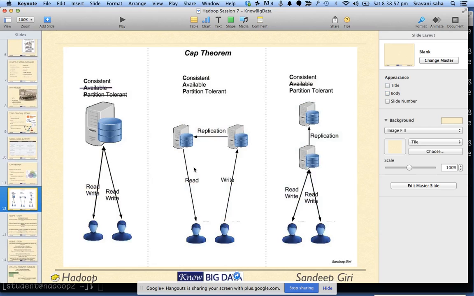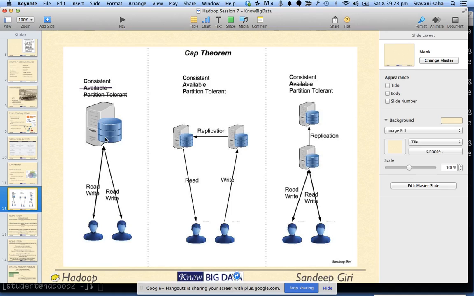Here we discussed the problems in case there is a single machine. If there is a single machine and two people are trying to read and write, in case that machine goes down, then you cannot access it. Hence, it is not partition tolerant. Similarly, in case one person is writing to a row, it is not available to the other person trying to access the same row. Only the dirty reads will be available. Again, that will be inconsistent.